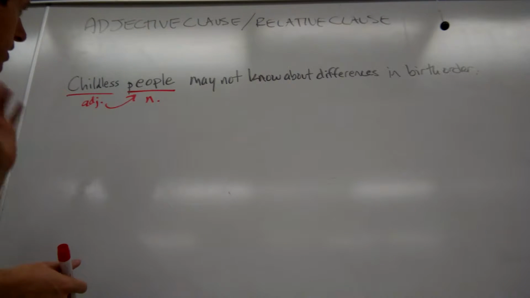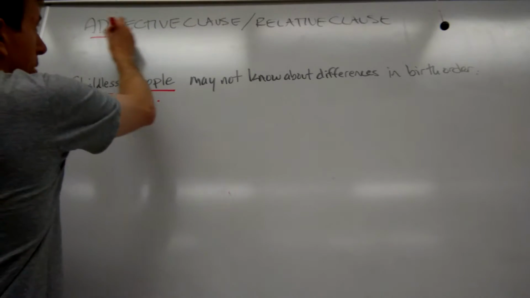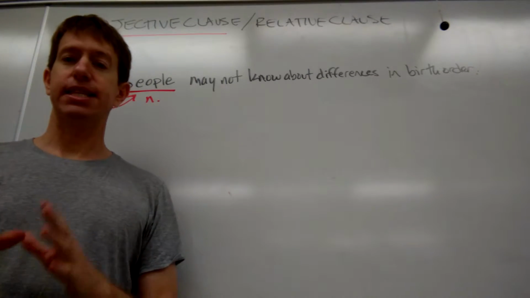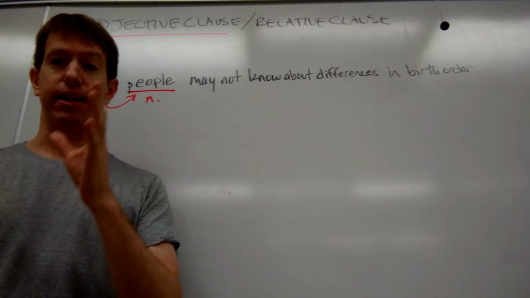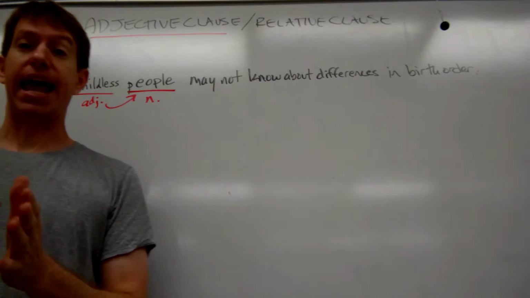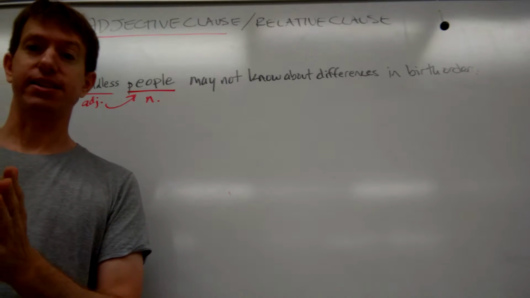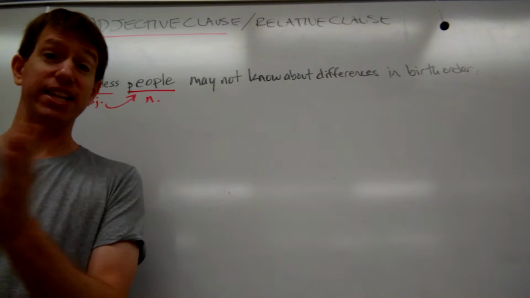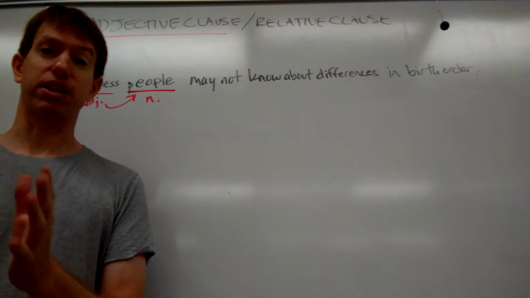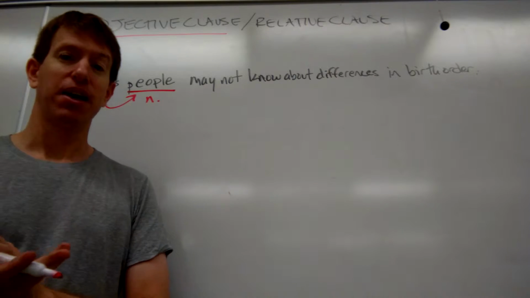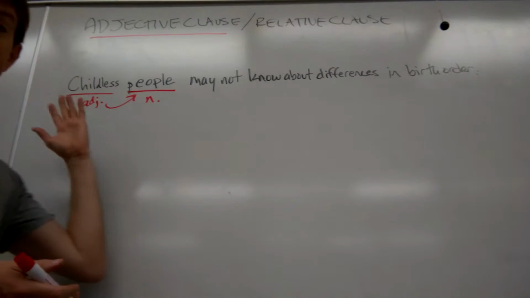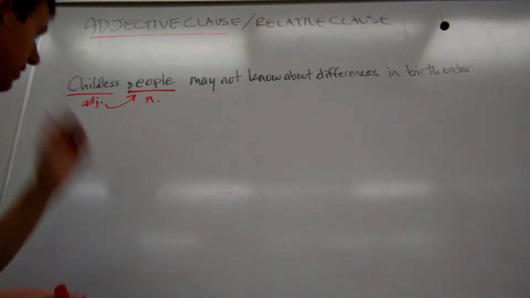Now we're going to be learning about adjective clauses. It's the same idea as an adjective. It's something that modifies a noun, but an adjective clause is obviously not a single word, it's a whole clause. So it has a subject and a verb in it. But it's still going to play the same role as this adjective.